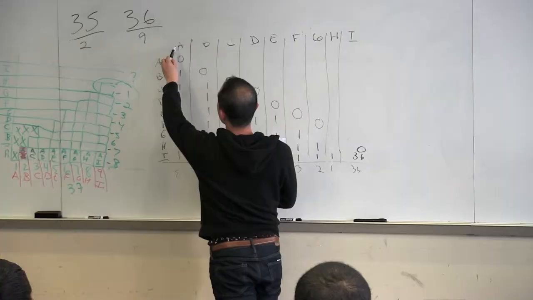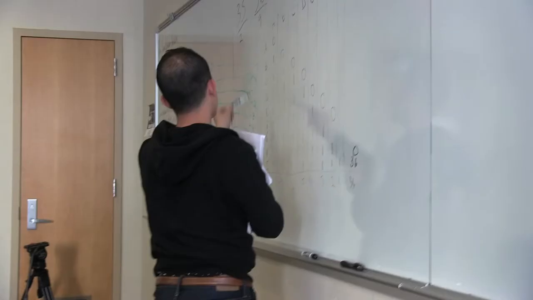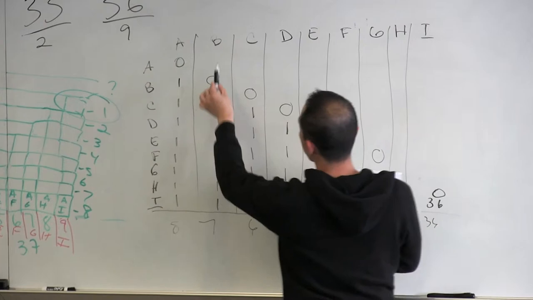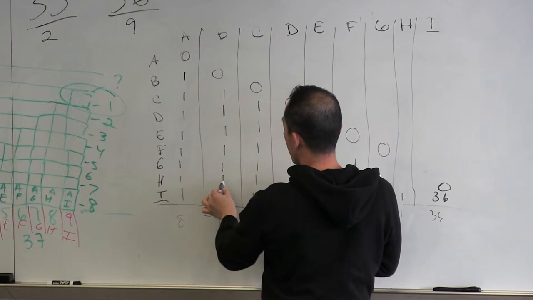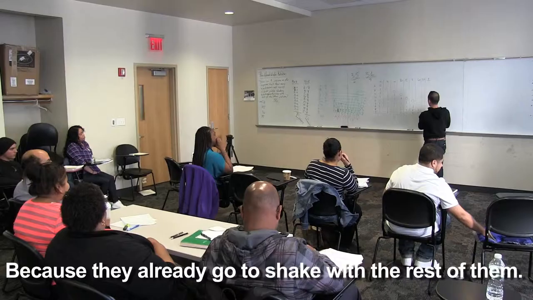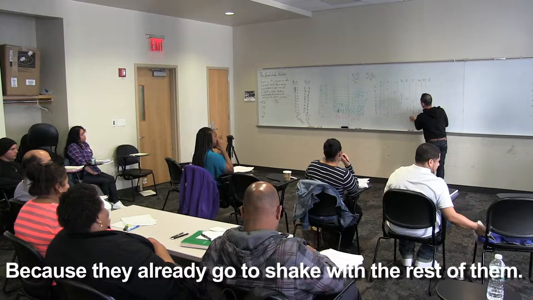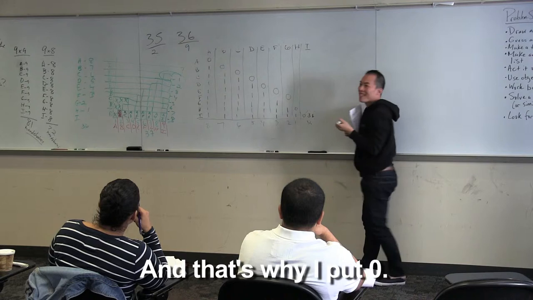The A goes straight to the B, A to the C, A to the D, A to the E, A, F, G, H, I. And then the B, we weren't going to shake our own hand, that's why I put zero. So now we're going B, C, B, D, E, F, G, H, I. And then the C follows the same thing. So the H I put one because they already go to sharing with the rest of them. If I put one right here, it means that we're going to share our own hand again. So that's why I put zero. Is it clear? I think it's clear.